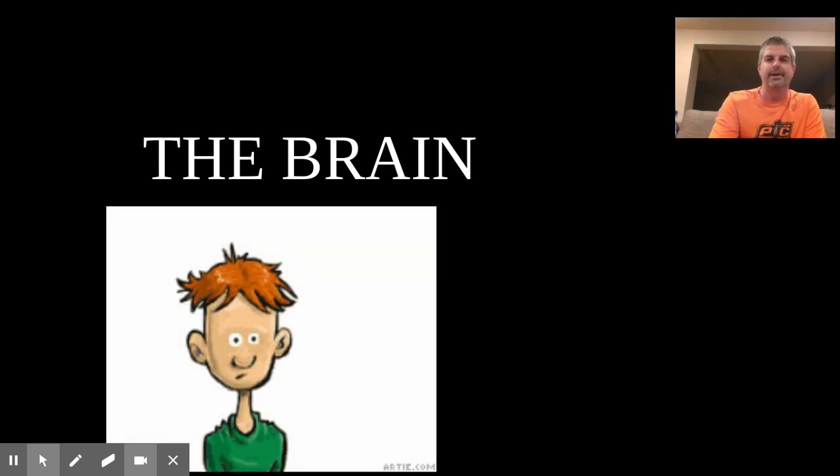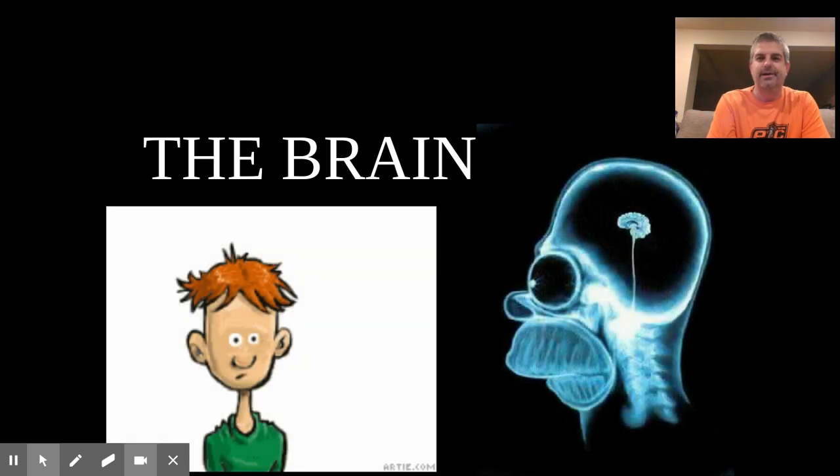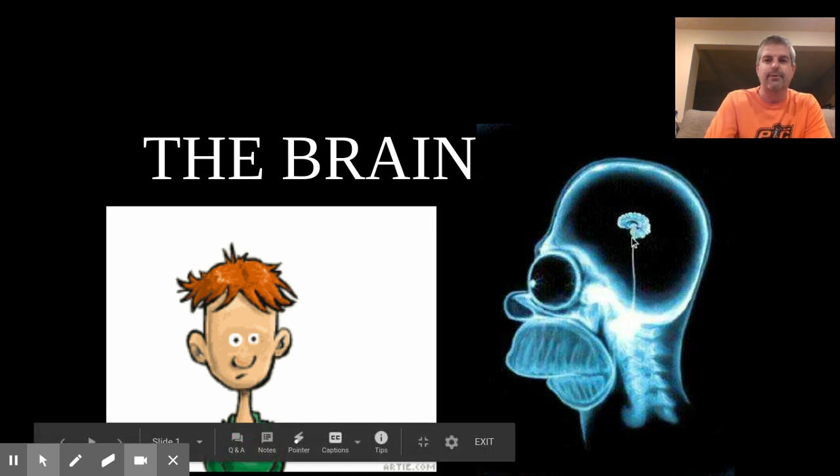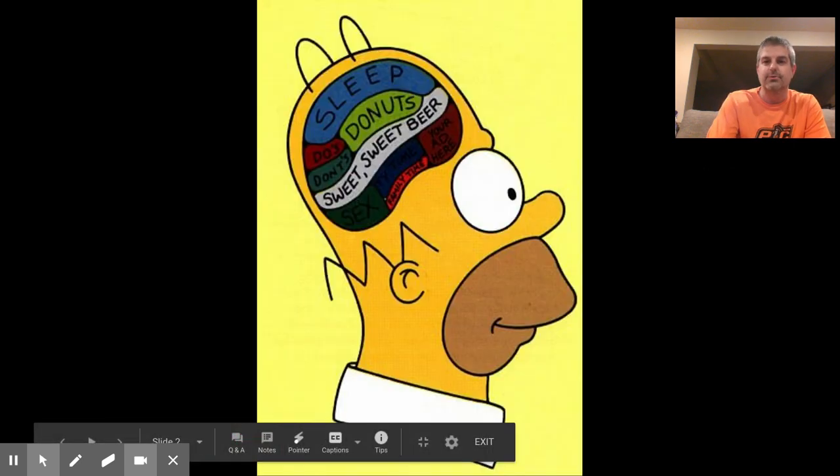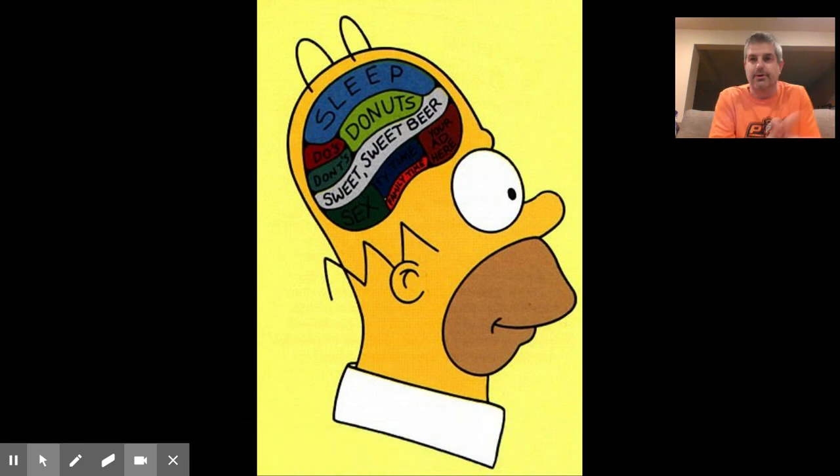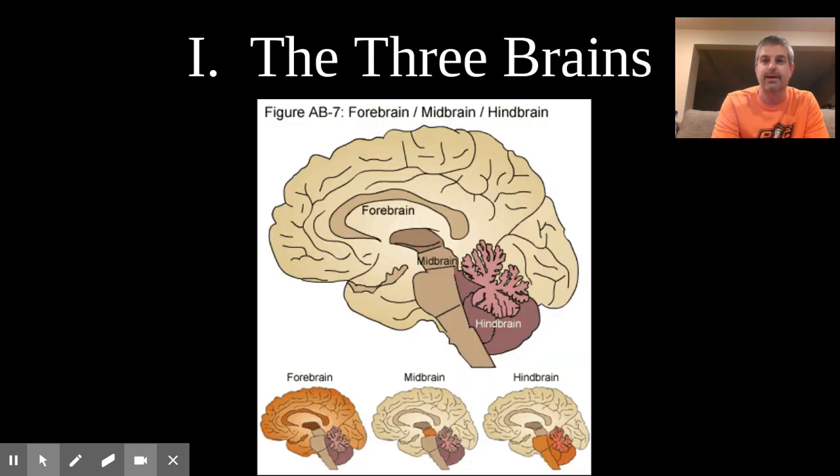And talk about the brain. There's a little picture of, that's Homer Simpson's brain. Let's look into Homer Simpson's brain, see the different parts. It's basically what we're going to talk about is parts of the brain. Actually, that's not what the parts of the brain are like. We have three brains, and we're going to talk about all three of these brains that are inside your head.